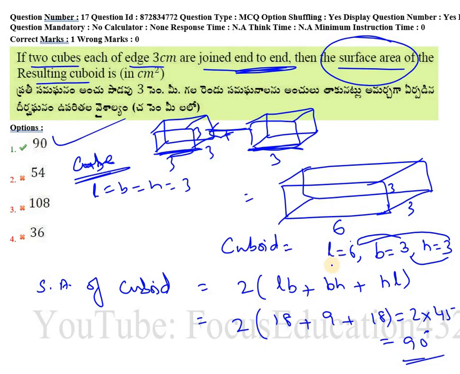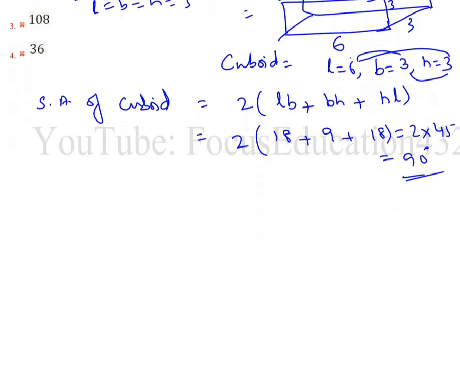Very simple. When you combine end to end, side by side, if you combine two cubes, we will get a cuboid. Only length will get doubled, whereas height and width or breadth will not change.